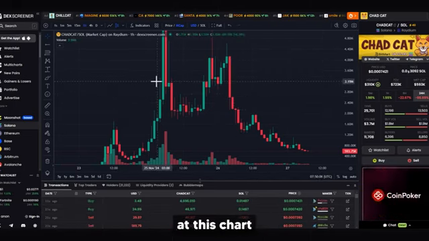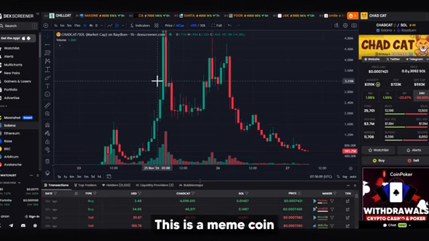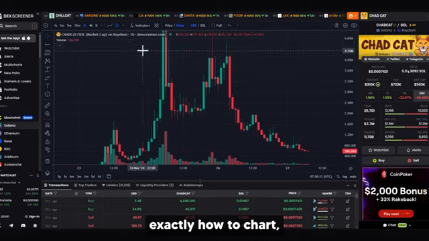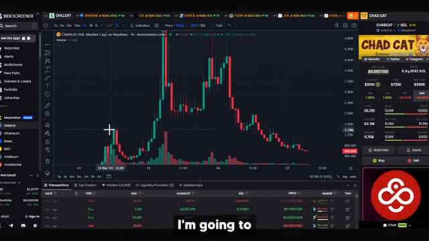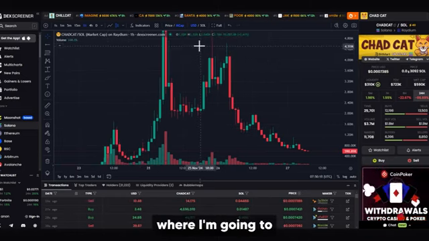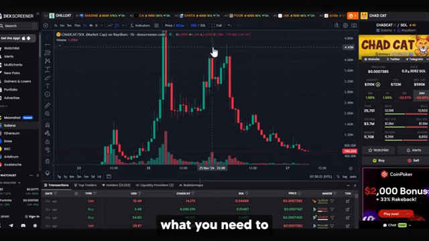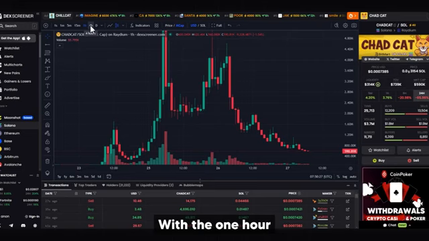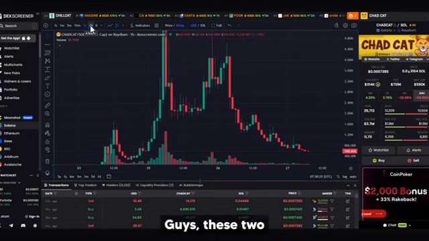So let's take a look at this chart right here called ChadCat. This was a meme coin that went pretty viral the other day, but because I know exactly how to chart, I know exactly where I'm going to take profits and exactly where I'm going to sell. So basically, what you need to do, guys, is make sure that you become best friends with the 1 hour and the 4 hourly chart. Guys, these two things are going to save your life when it comes to trading meme coins.